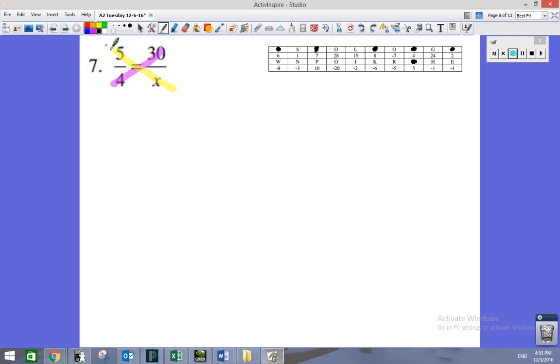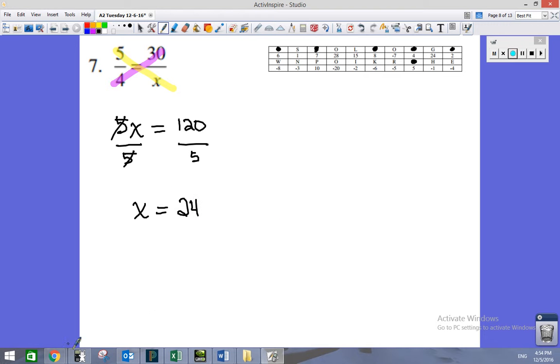diagonals. To cross multiply along this yellow diagonal is just 5 times x. And to multiply along the other purple diagonal is 4 times 30. Well, 4 times 3 is 12, and then times the 10, I get 120. So I need to divide both sides of this by 5 to undo this multiplication so that 5 divided by 5 is 1, and I just have x. Well, 120 divided by 5 is 24.